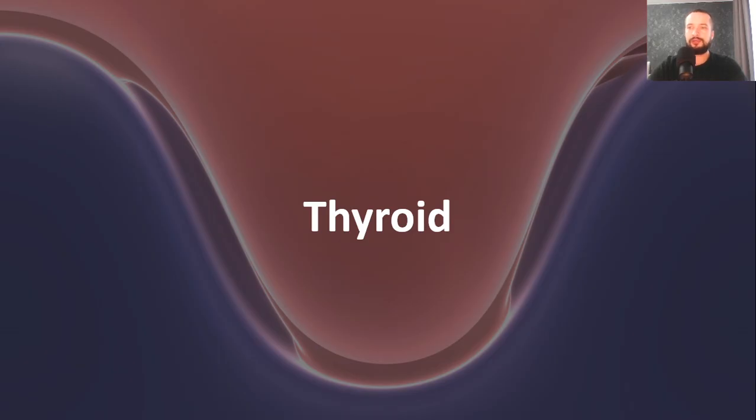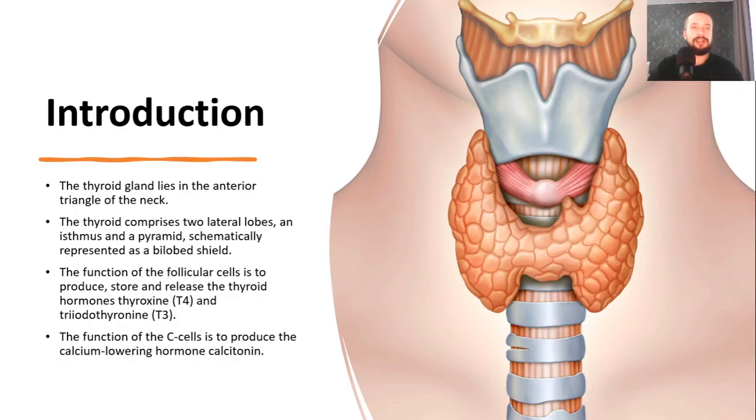Good morning, guys. Today we start to talk about diseases of the thyroid gland, and I call this lecture "The Thyroid." The thyroid gland lies in the lateral triangle of the neck. The thyroid comprises two lateral lobes, an isthmus, and a pyramid, schematically described as a bilobed shield.